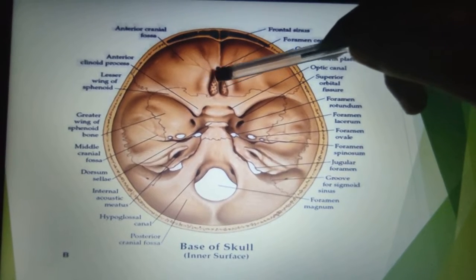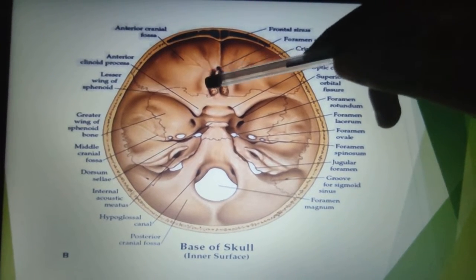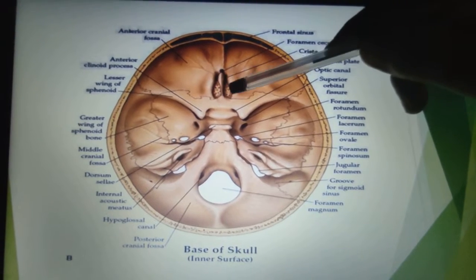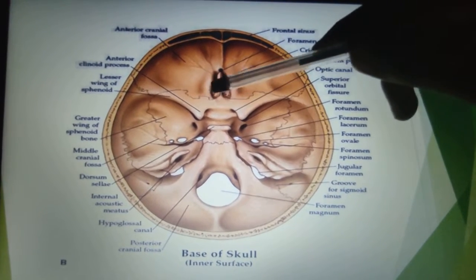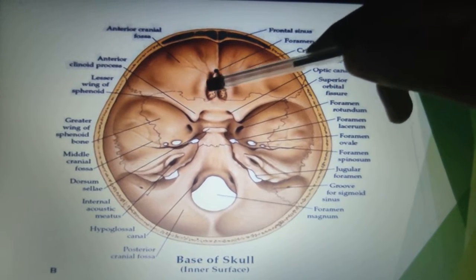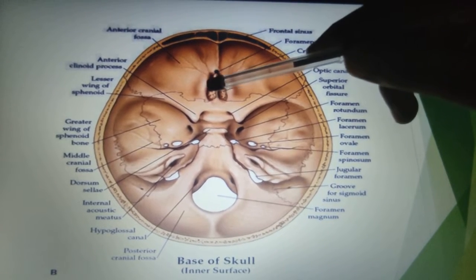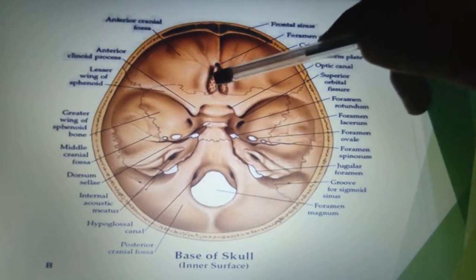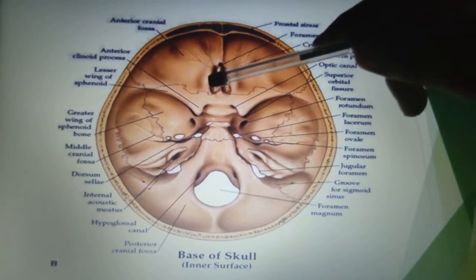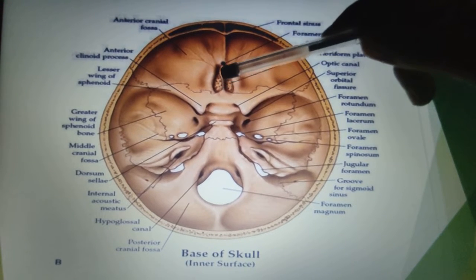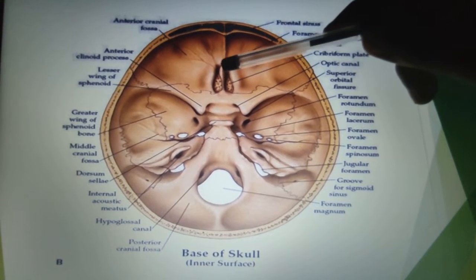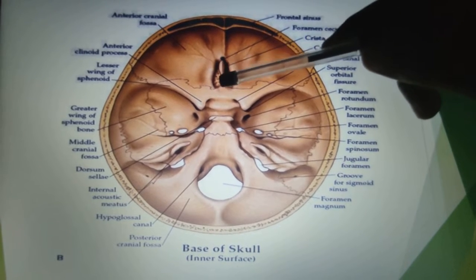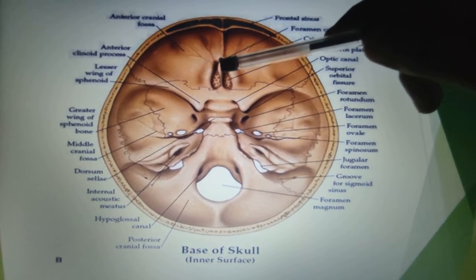On each side we can see a sieve-like plate with perforations in it. It is known as the cribriform plate of the ethmoid, which transmits the olfactory nerve. Clear? They are the sieve-like plate. Then in the center we can see a tooth-like projection known as the crista galli.